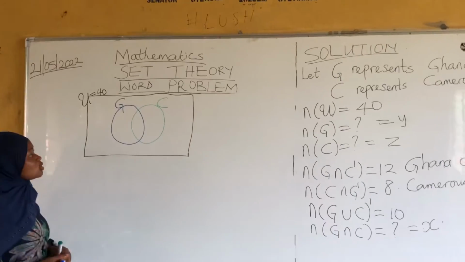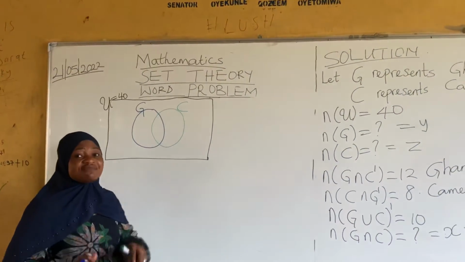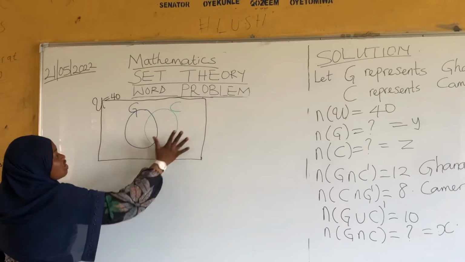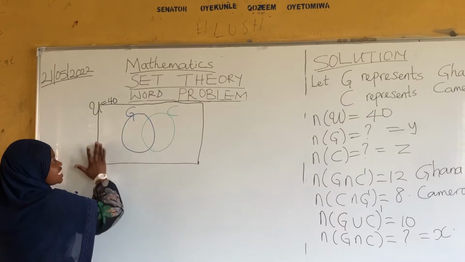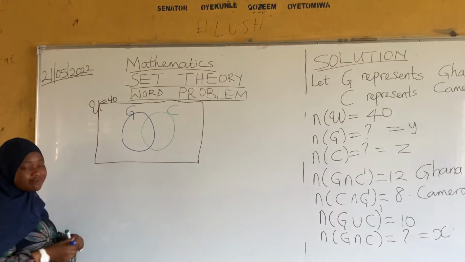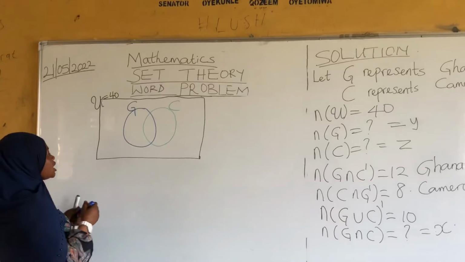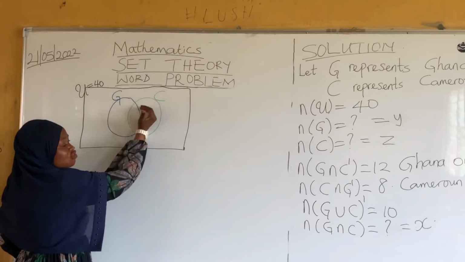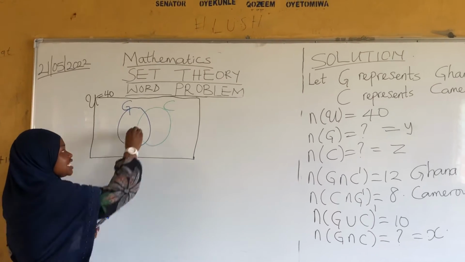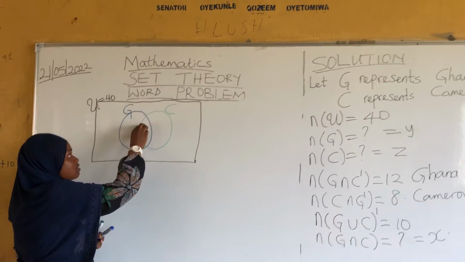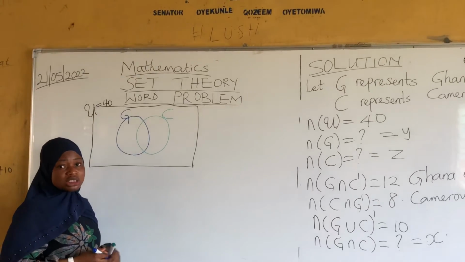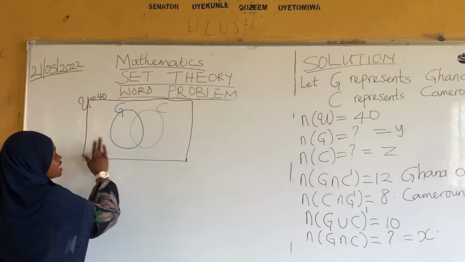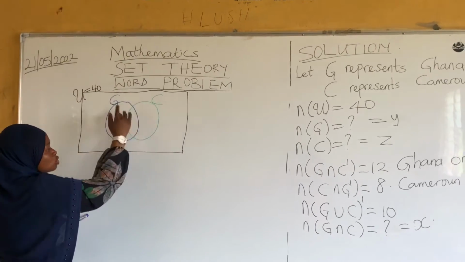So the next thing is that we have to represent everything inside the Venn diagram. This is the Venn diagram. Everything inside this rectangle will be for the universal set. Now, this side means those that have traveled to Cameroon only, and this place at the middle represents those that have traveled to both Ghana and Cameroon. And outside here will be those that have not traveled to any of the two countries.